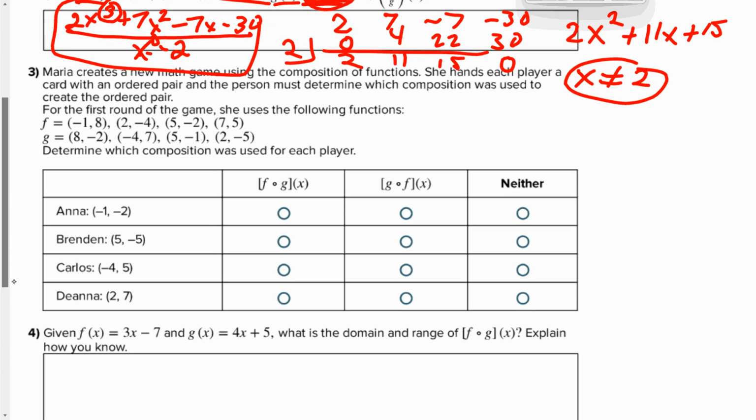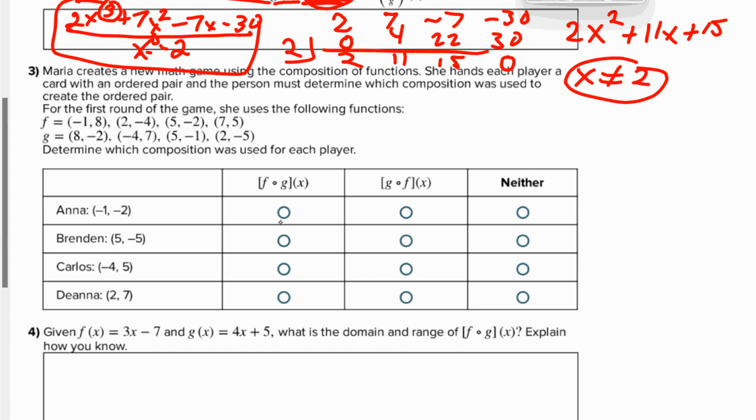Okay, number 3, we want to find what is, looks like, f of g of x and then g of f of x, and which one is neither. So we're going to look at f of g of x, which would be taking g and plugging it into f. So let's take negative 1 and plug that into g. Well, that doesn't have a negative 1 to start, right? So it's not this one.